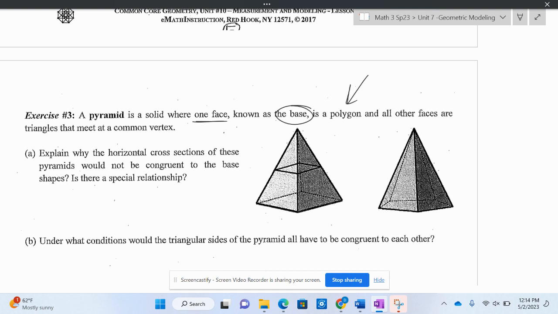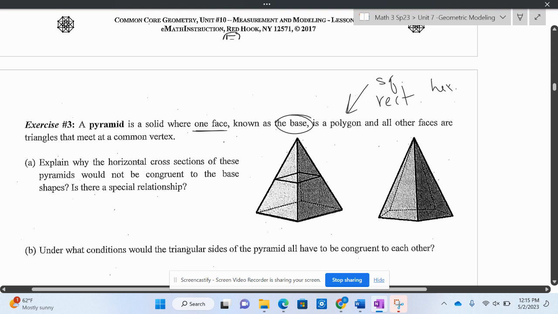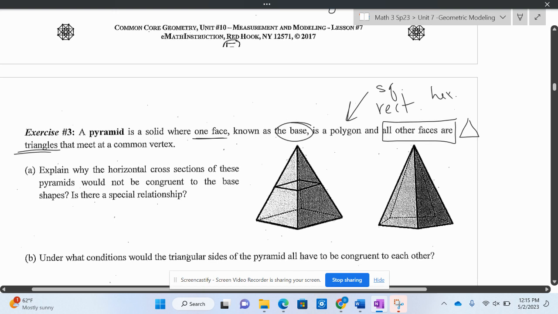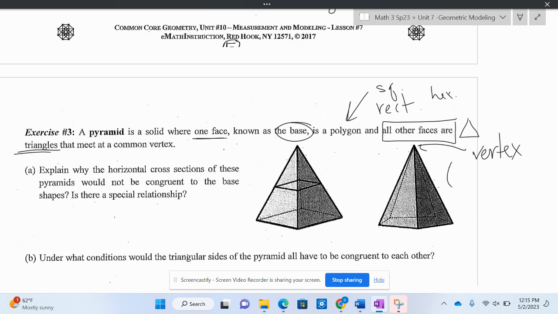It's always going to be a polygon, meaning like a square, a rectangle. You could have a hexagon. You could have a million different polygons, any kind of polygon that you can think of, right? But the cool thing about pyramids is that all of the other faces are, what's that shape right there? Yeah, triangles. All of the other faces are triangles, and they meet at a common vertex.